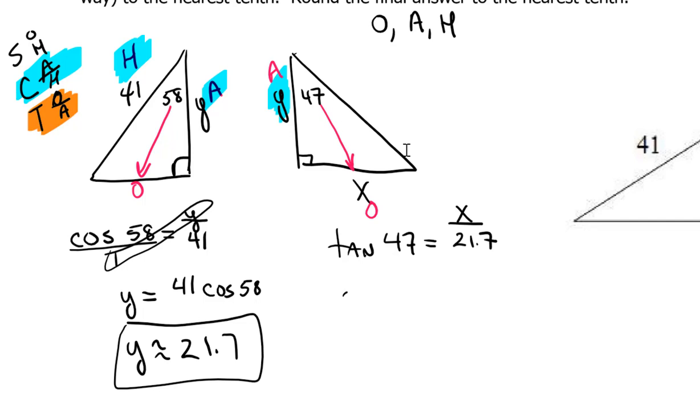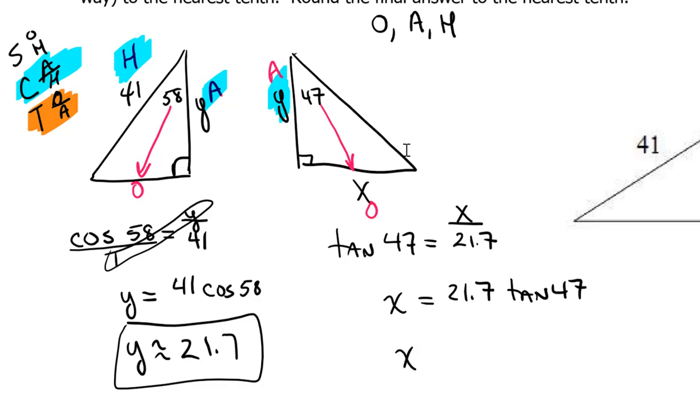Multiplying both sides by 21.7, or if you think about it like tangent 47 over 1, when you multiply both sides by that 21.7, you will end up with simply this equation here where you have x equals 21.7 times tangent of 47.